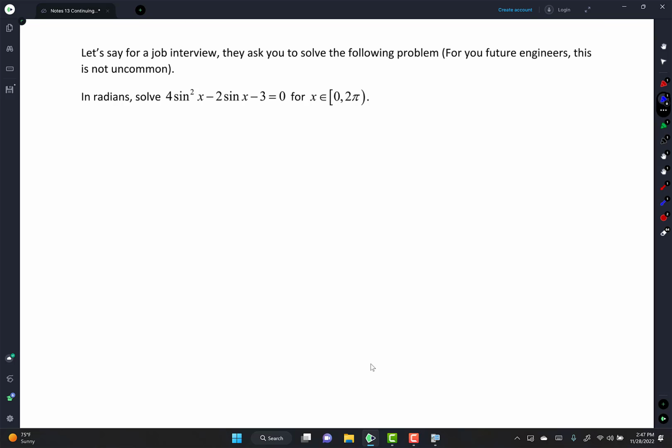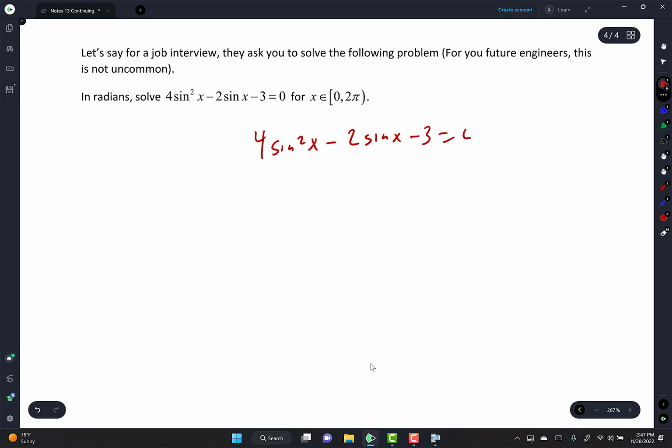All right, so look at this one, guys. I need everyone's attention for this one because this one's not factorable. So I have a function. Let's go back to red because I like the color red. I have this function, 4 sine squared x minus 2 sine x minus 3 equals 0. So this is similar to 4x squared minus 2x minus 3 equals 0.